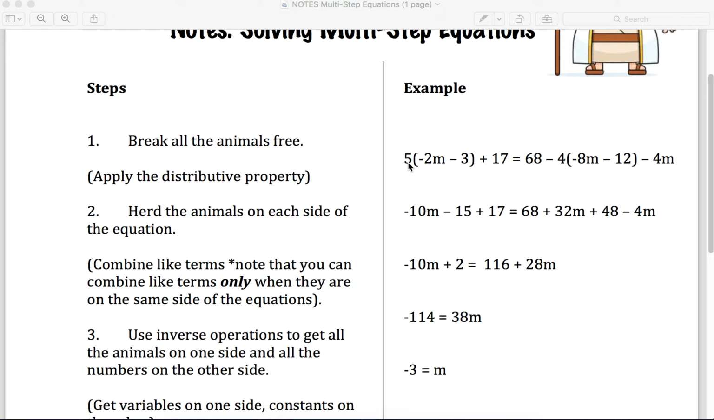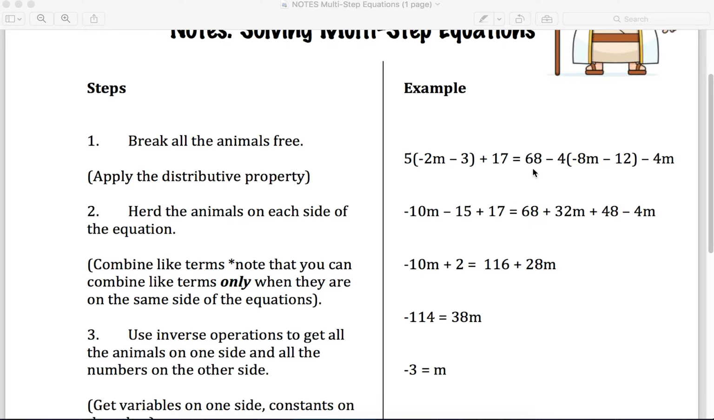So right here we have a 5 outside this parentheses. We're going to distribute the 5 to each of the terms inside. 5 times negative 2 is negative 10. 5 times 3 is 15. We have a subtraction sign, so minus 15. And then I'm just going to carry down the plus 17.